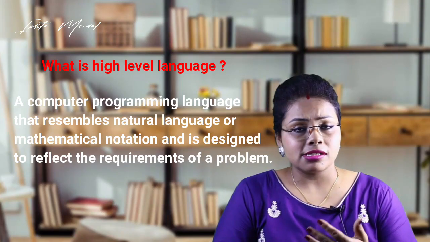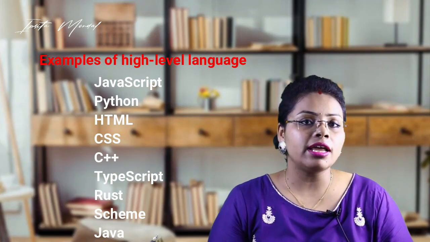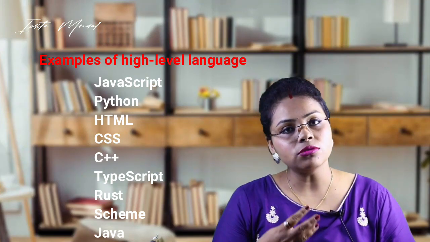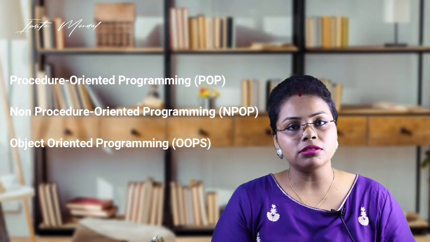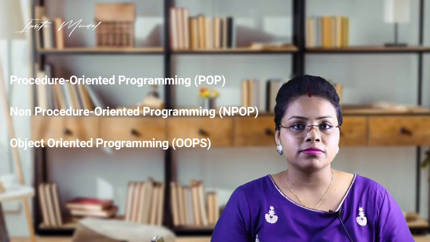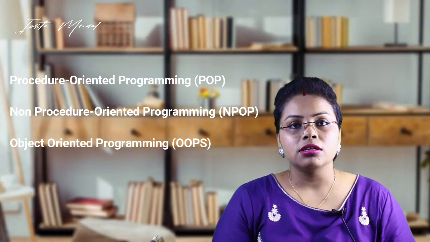You can know some examples of high level languages: Fortran, COBOL, C programming, C++, Java, etc. High level language is further divided into three types. First, procedural oriented programming, in short POP. Second, non-procedural oriented programming, that is NPOP. Third, object oriented programming language, that is OOPS.